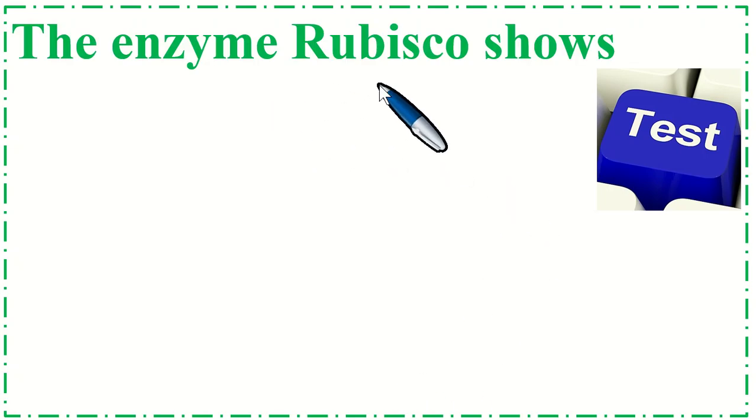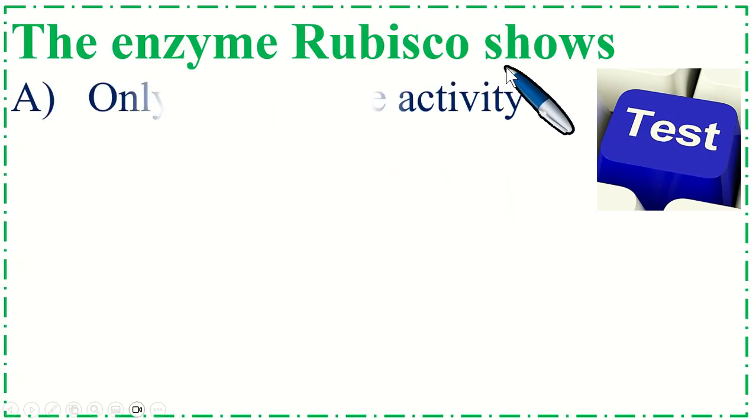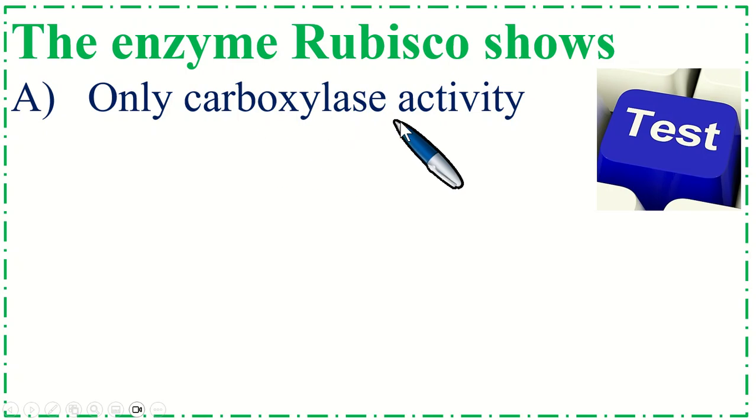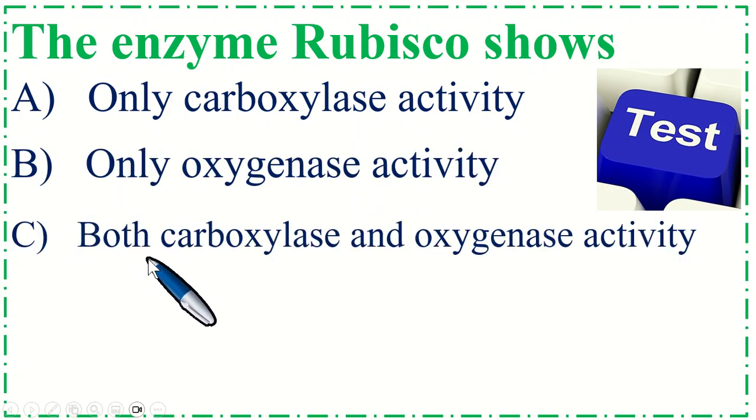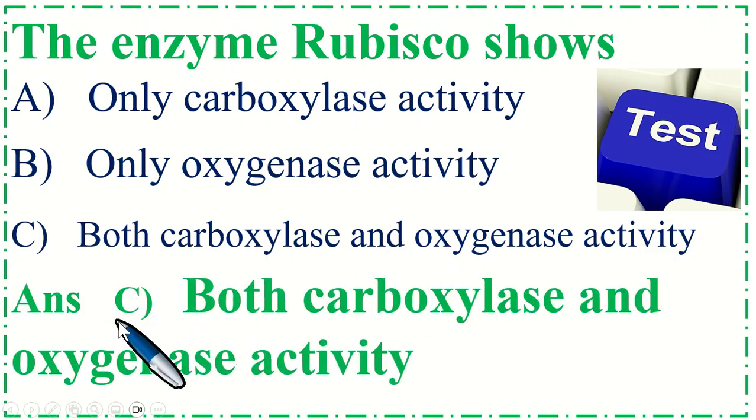The enzyme RuBisCO shows option A only carboxylase activity, B only oxygenase activity, C both carboxylase and oxygenase activity. So the correct option is C both carboxylase and oxygenase activity.